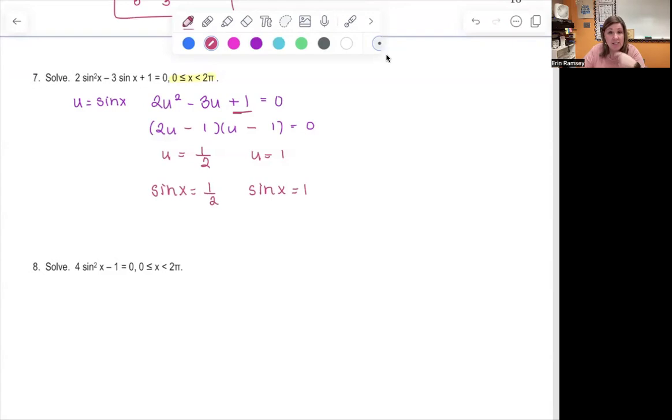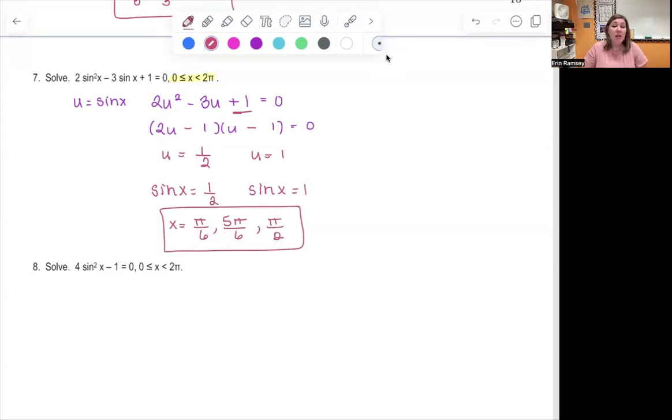So sine of x is equal to 1/2 at pi/6. So x is equal to pi/6 and then also quadrant 2. So that is 5 pi/6. And then sine is equal to positive 1. Anytime you've got ones and zeros, that's the corners of your circle. So y is positive 1 at the top. That's going to be pi/2. And there are our 3 solutions.